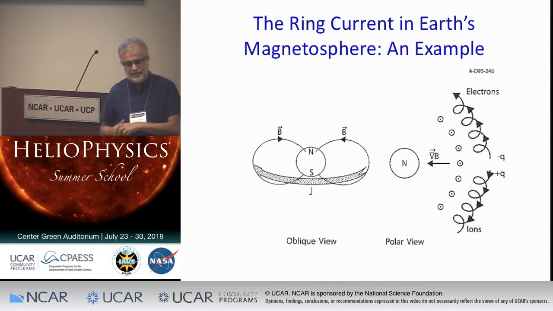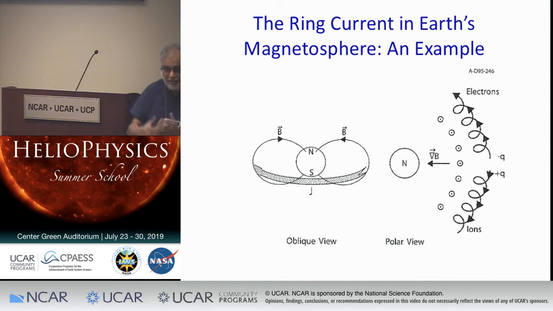The electrons and ions are going around, and because they have opposite sign, notice they're drifting along different paths. Remember my talking to you about path separation and current? The ring current, in the presence of gradient and curvature drifts, produces the ring current that we know. That's a leading order picture.